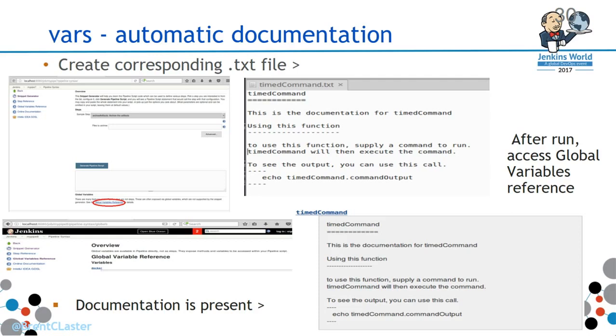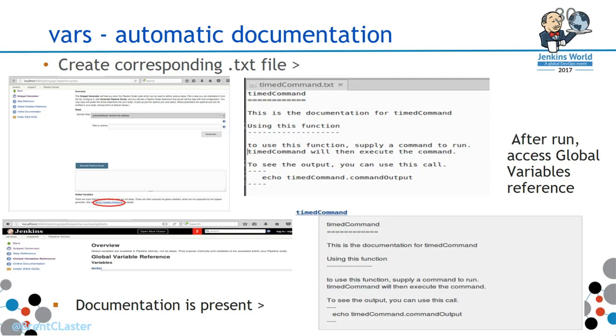So if you are creating something in vars and you create a file with the same name with .txt, then when Jenkins actually loads your stuff at least once, you'll be able to go into the global variables area and see the documentation. If you're not familiar with this, the way I usually get to it is through the pipeline syntax. Hopefully everybody's seen the snippet generator. If not, you should check that out. It's basically a wizard that guides you through creating the steps in a pipeline.